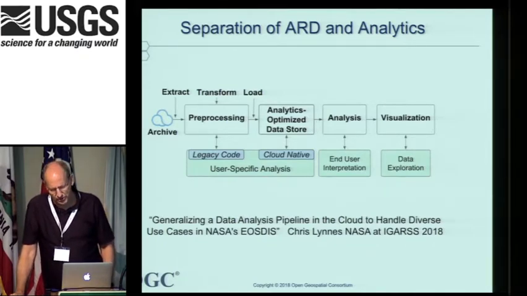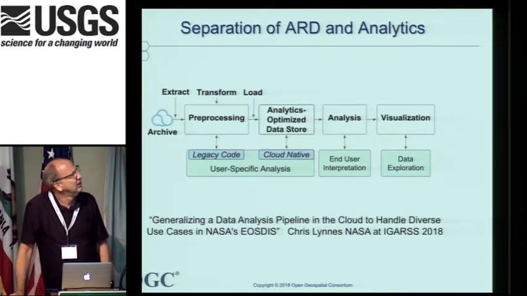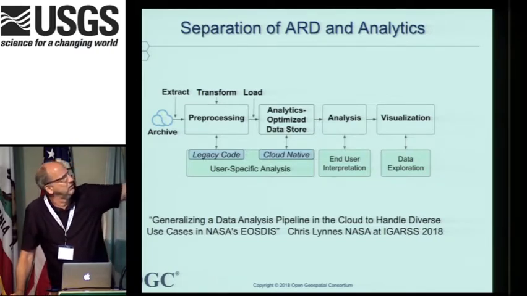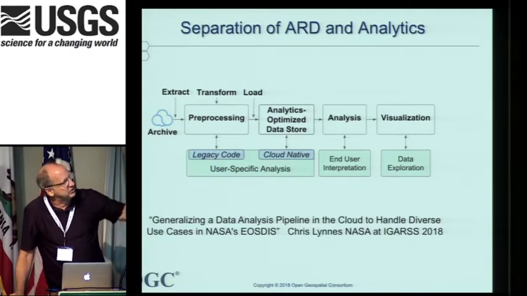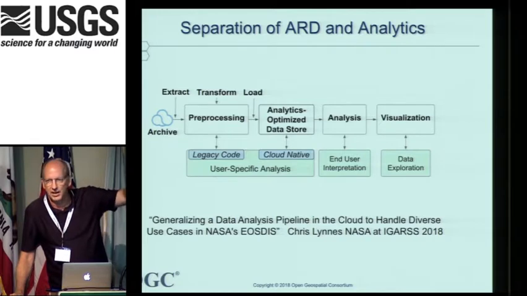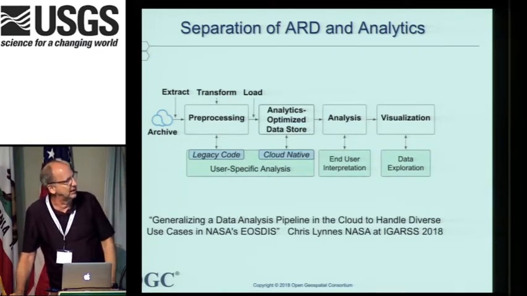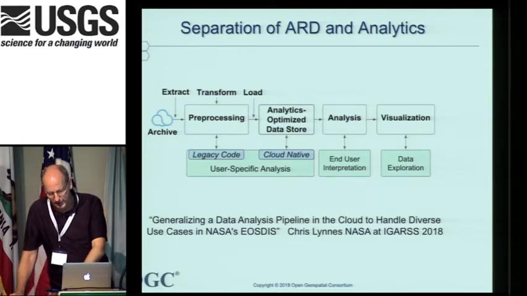This is a presentation from 2 weeks ago at IGARSS in Europe, by Chris Lynnes of NASA ESDIS. And you can see how he's structured first ETL, so not a remote sensing term. I was amazed when he put that on there. It's usually a data processing or GIS term, but he clearly separates the analytics optimized data store from the analysis itself. It's still in the cloud, still cloud analytics. Should we separate those two? Should we talk about it as separate ARD versus analytics? We've had some earlier discussions about that. Or do we bundle them together in some way?